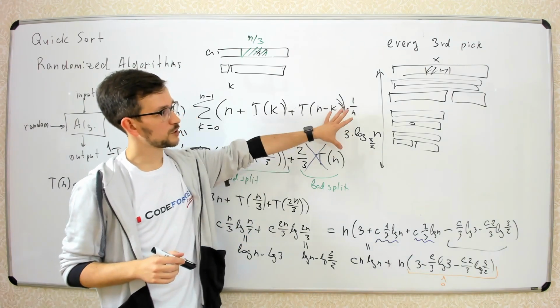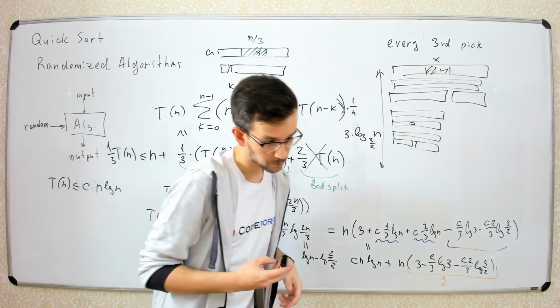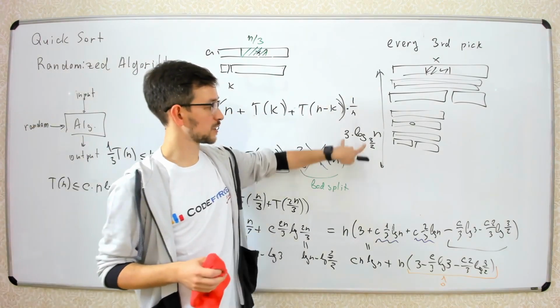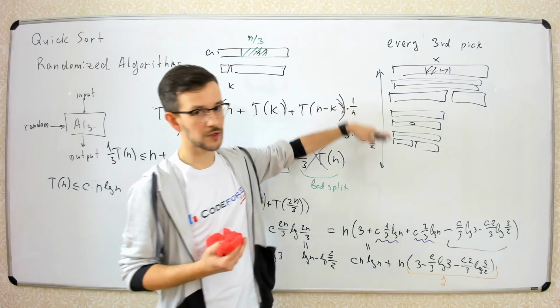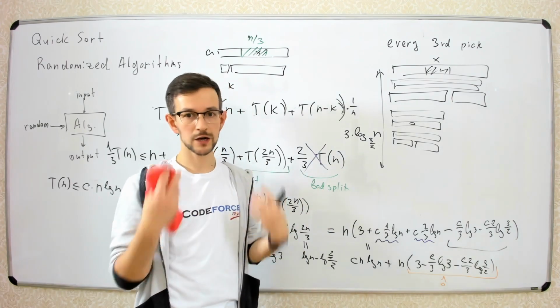So that's a more intuitive way to think about this. And if the depth of the recursion is logarithmic, then the total time complexity will be n log n, because on each layer of the recursion, the total time complexity of all the recursive calls will be n, like in merge sort.